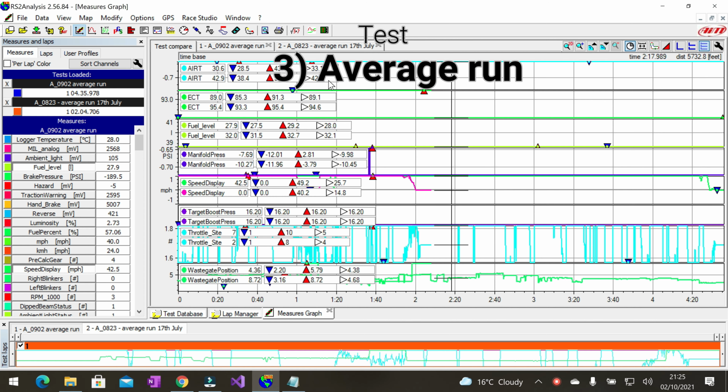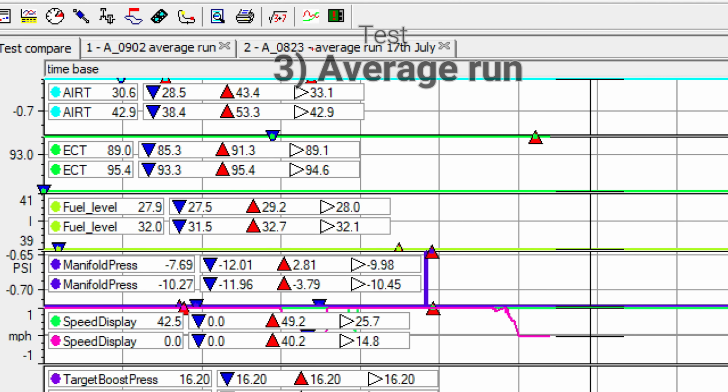So if you look at the air intake again, it's a similar deal as all the other tests. 33 average post-cooling, 42.9 pre-cooling. And then likewise the peak is 43.4 on post-cooling and 53.3 on the pre-cooling. And then the minimum, you can see it's very low compared to the pre-cooling. Same with the ECT again, it's 89.1 average for the post-cooling, and on this particular data set it's 94.6 for the pre-cooling.